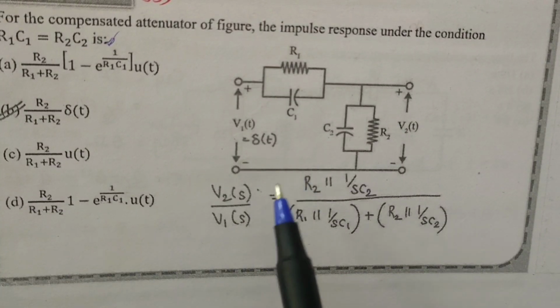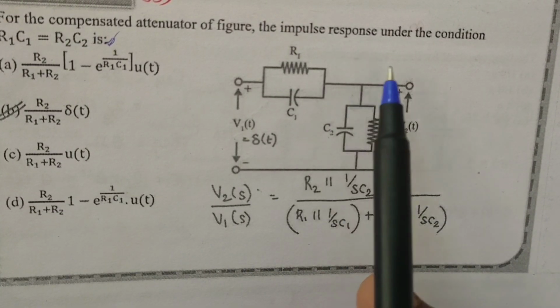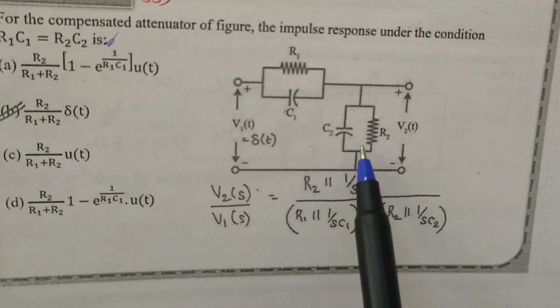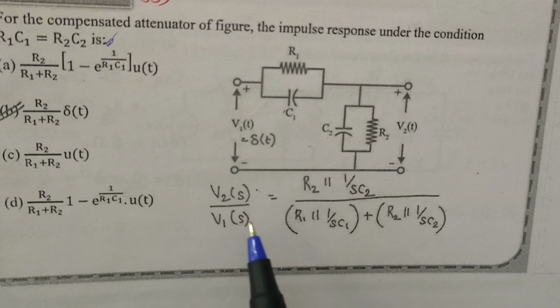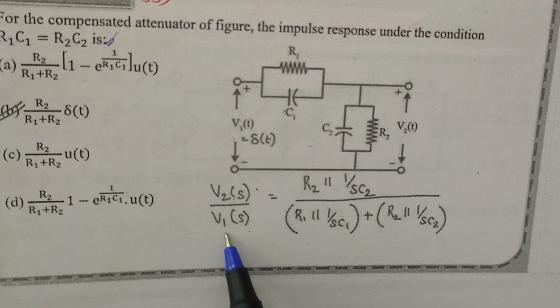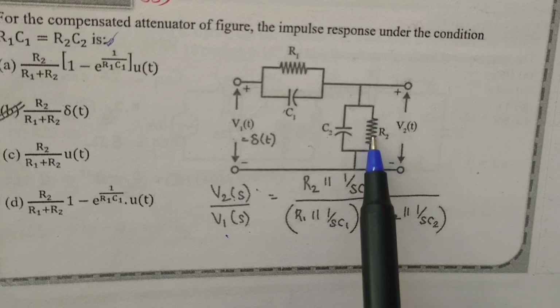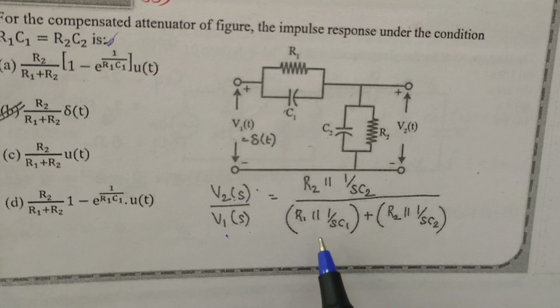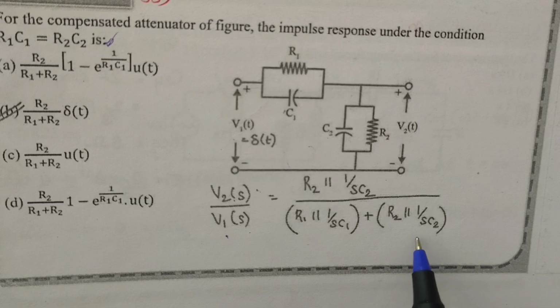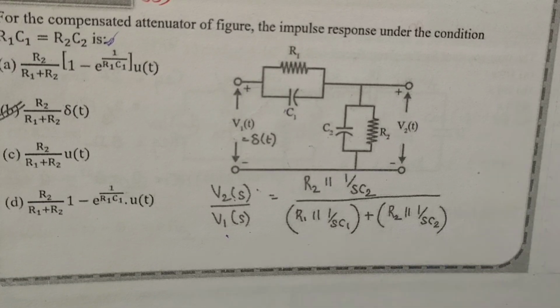In this question, he is asking for the impulse response under the condition R1 C1 equals R2 C2. Here we have used the voltage division rule. V2 of S by V1 of S is equal to R2 parallel with 1 by SC2, divided by the total, R1 parallel with 1 by SC1 plus R2 parallel with 1 by SC2.